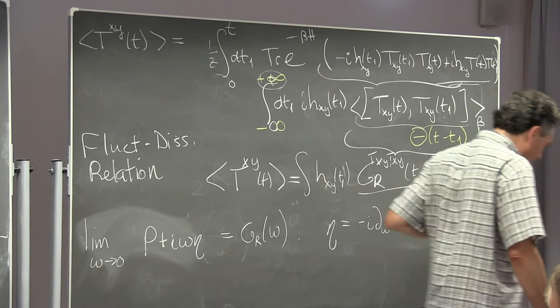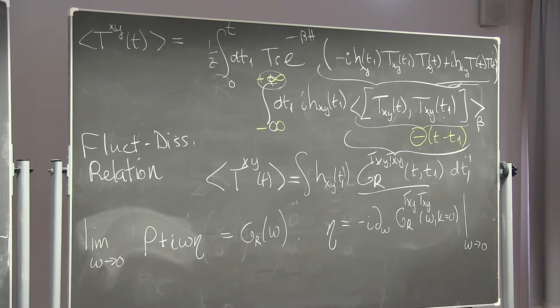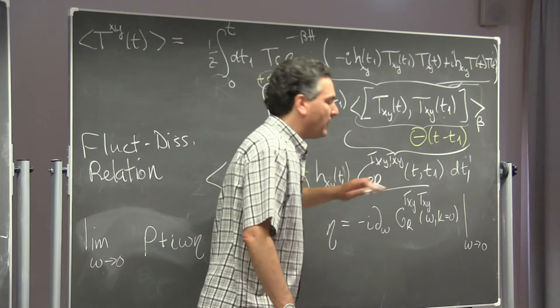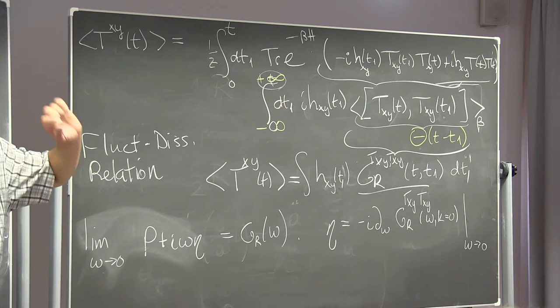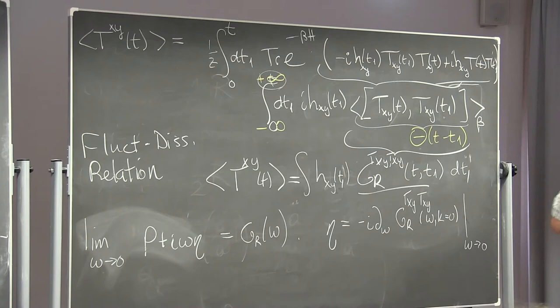Technically, this retarded function is not directly telling you about fluctuations in your system. In the next lecture, we'll see that there's something called a KMS relation, which I can use to convert this retarded function into a straight-up correlator of the stress tensor at one time with the stress tensor at another time. And when we do that, what we'll learn is, well, the stress tensor just randomly fluctuates.